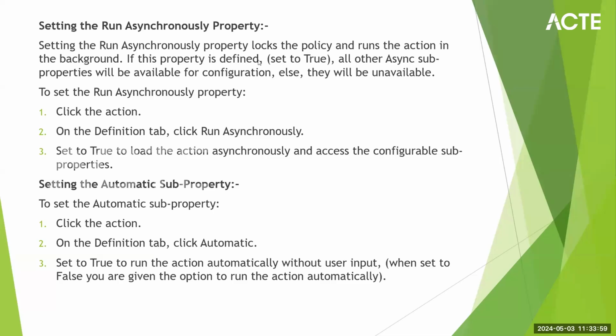If this property is set to true, all asynchronous sub-properties will be available for configuration, else they will be unavailable. Suppose the condition is true for this property, then all the configuration properties will be available. If not, they will not be available. So how do you apply this property? Click on the action on the definition tab, click run asynchronously, set true to run the action asynchronously, and access the configurable sub-properties.